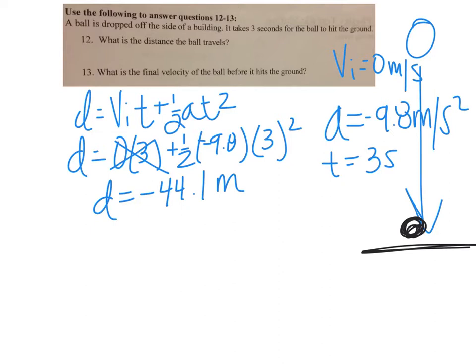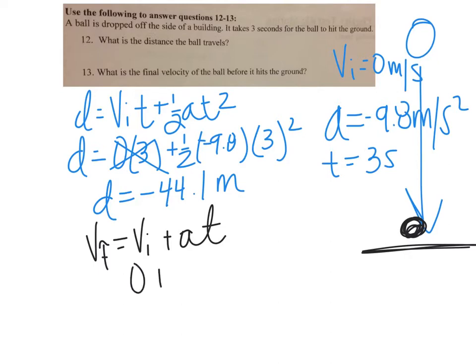So for this question, we're going to choose to use the VF equals VI plus our acceleration times our time. And we're choosing this formula because we want our final velocity. We have VI, we have A, and we have T. You could also use the acceleration formula. The VF minus VI over T works also, but this one's set up for final velocity, so it's just easier to use.